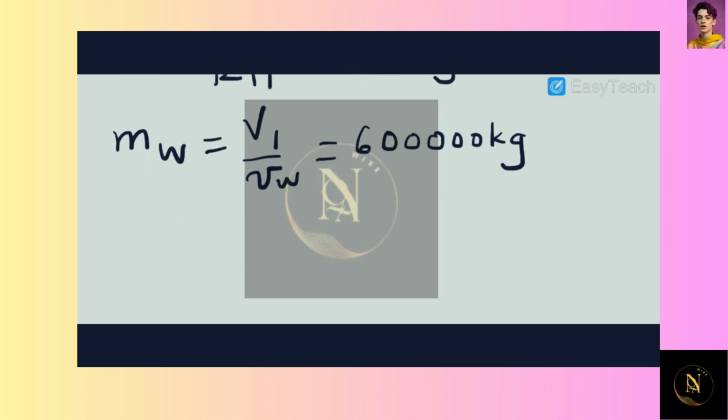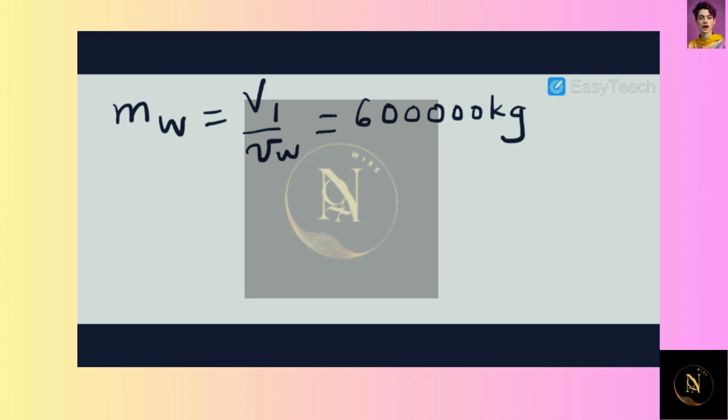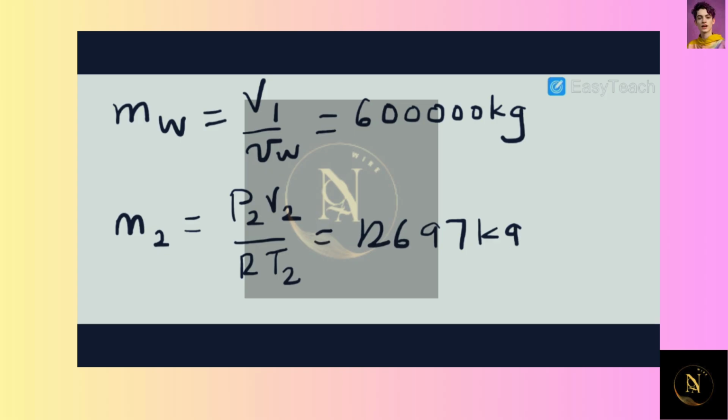Then we can also again use the ideal gas law to solve for the final mass of air in the tank by saying that m2 is equal to P2V2 over RT2, and this gives us a mass equal to 12,697 kilograms. And that is one part of our final answer.